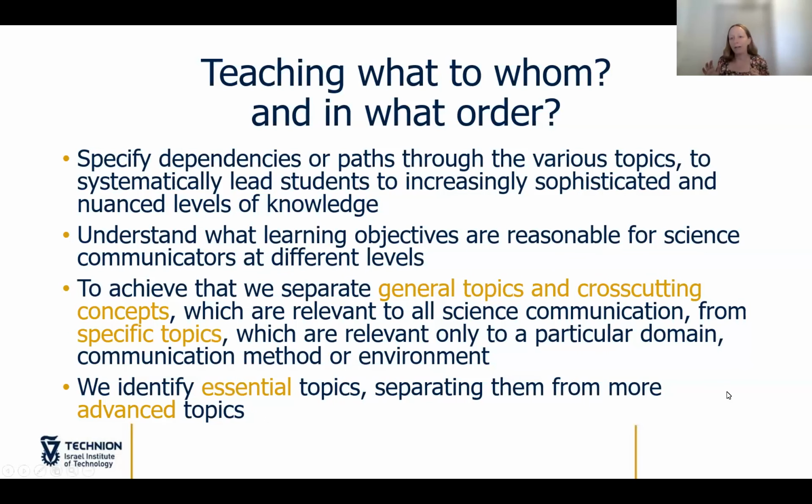Okay, so in this part, I'm asking teaching what, to whom, and in what order. So we wanted here to specify dependencies or paths through the various topics to systematically lead students to increasingly sophisticated, more nuanced levels of knowledge. We wanted to understand what learning objectives are reasonable for science communication at different levels. And in order to achieve that, we separated general topics, so cross-cutting concepts, which are relevant to all science communication, from really specific topics that we'll see in a moment that are relevant to a specific environment, for example. We also identified essential topics versus advanced topics.